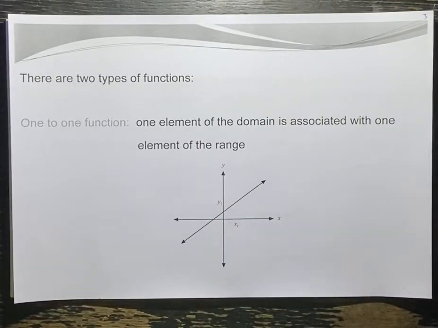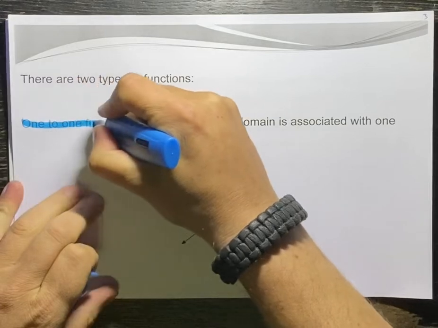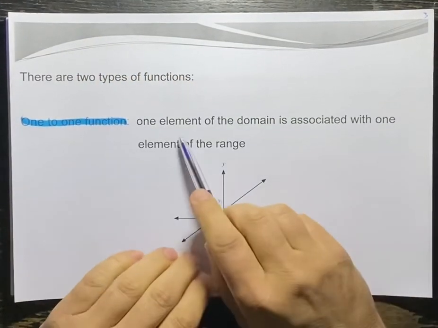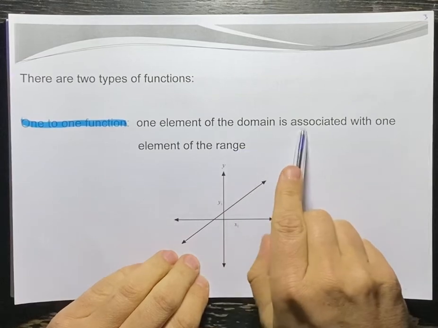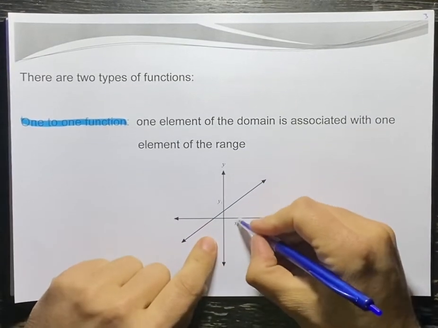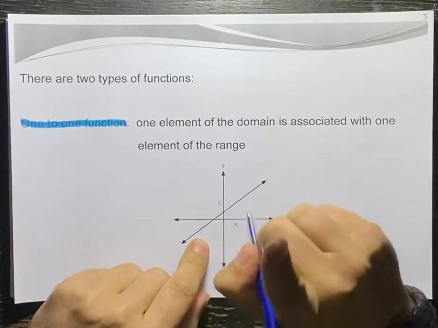There are two types of functions. We have a one-to-one function. Highlight this. Okay, what does that mean? One element of the domain is associated with one element of the range. So for every x value that I choose on my graph, I am only getting one y value.